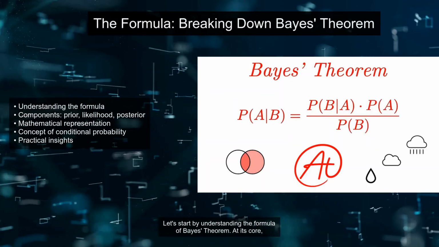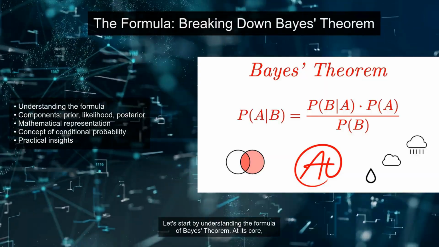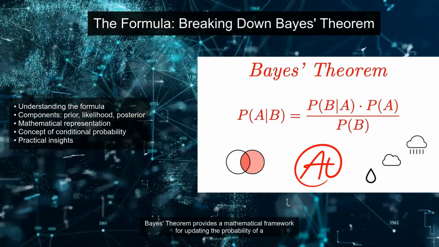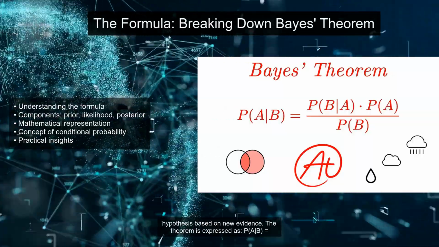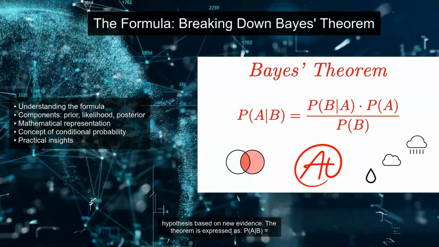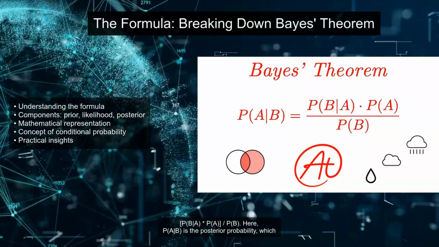Let's start by understanding the formula of Bayes' theorem. At its core, Bayes' theorem provides a mathematical framework for updating the probability of a hypothesis based on new evidence. The theorem is expressed as P(A|B) = P(B|A) P(A) / P(B).